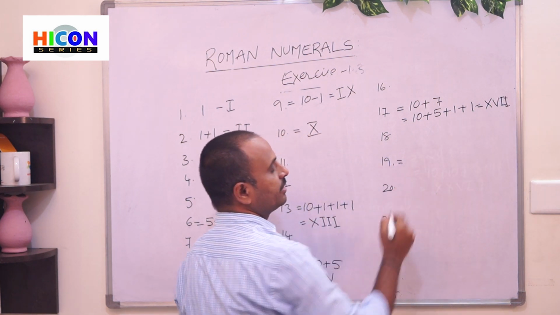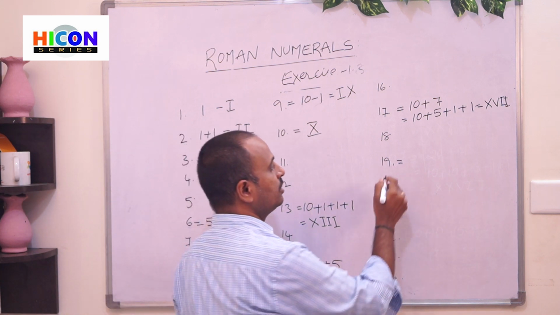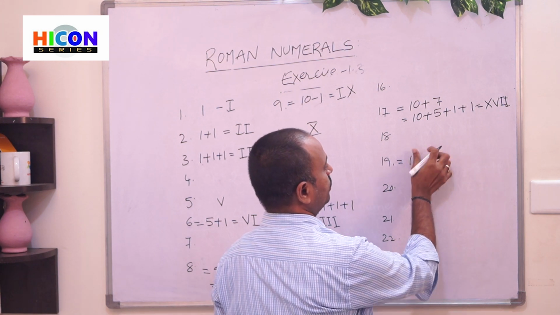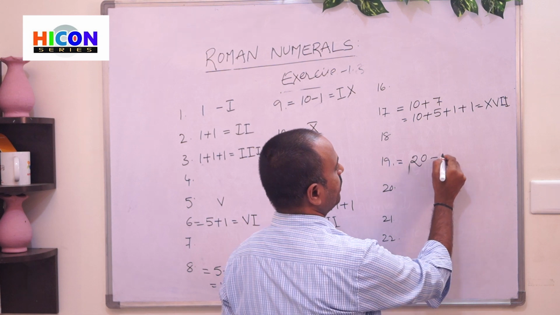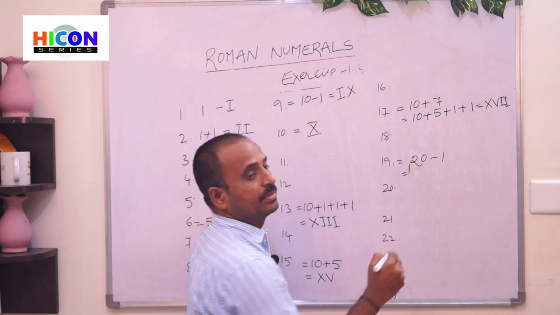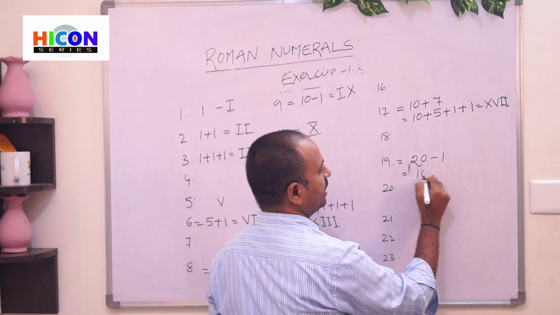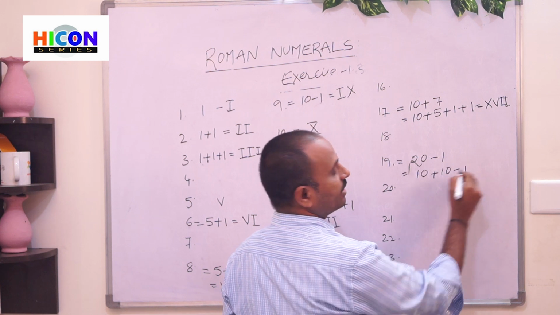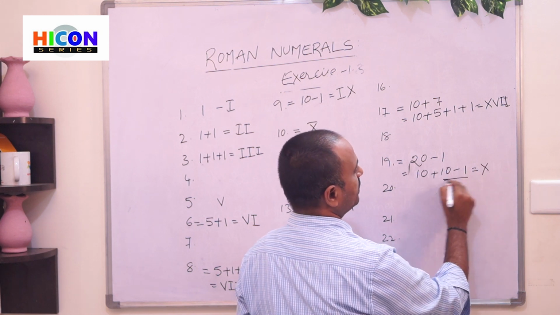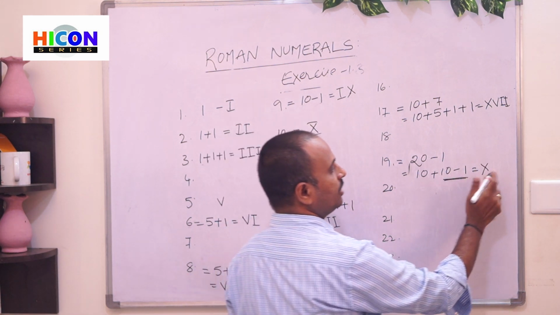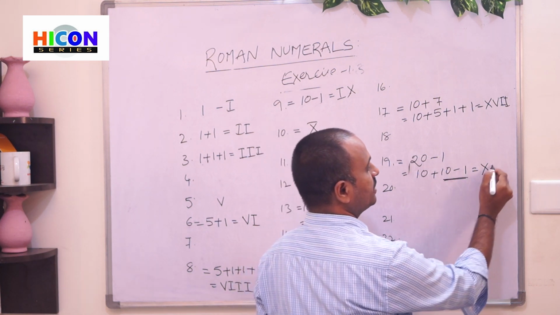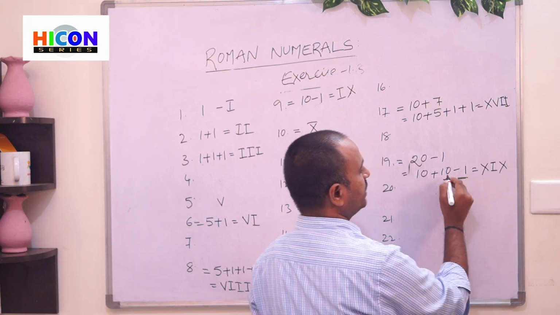The same way 19, there is no symbol for 19 in the Roman numeral. So split this 19 like this, that is 20 minus 1. And there is no symbol for 20 in the Roman numeral. So that's why 20 can be split into 10s. That means 10 plus 10 minus 1. So here 10 means X, and minus means subtraction. So the smaller value 1 should be written on the left side of the bigger value 10. So 1 means I. So I should be written on the left side of X.